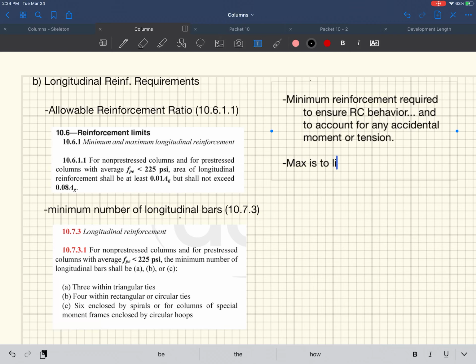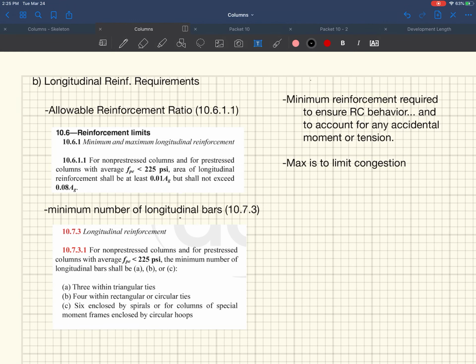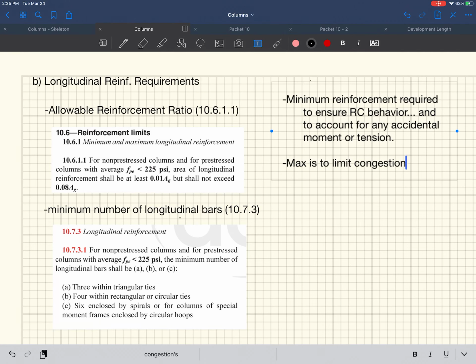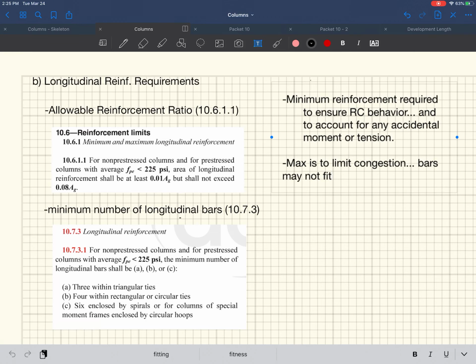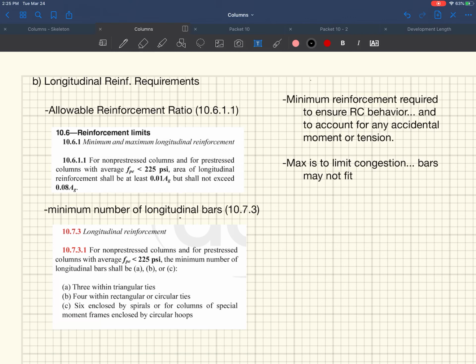The max is to limit congestion. Limit the amount of congestion you're going to get inside there. If you put too many bars in, they may not fit. That's the problem. If you put too much steel in there, then it might not fit in the beam itself. And they're saying, yep, so there's this range of the amount of steel that you can include in your beam.